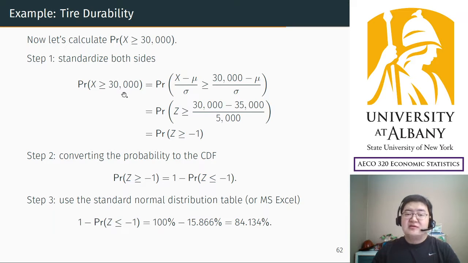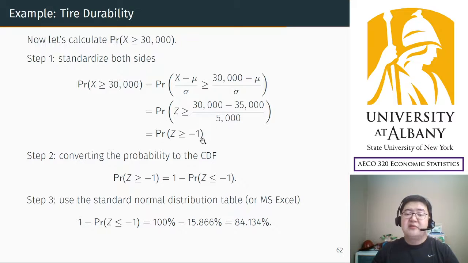Standardize. Intuitive, straightforward. Standardize X results in Z, but standardize 30,000 results in minus 1. 30,000 minus 35,000 divided by 5,000. So one standard deviation below the mean, minus 1. And the problem here is it's a probability about a standard normal random variable.